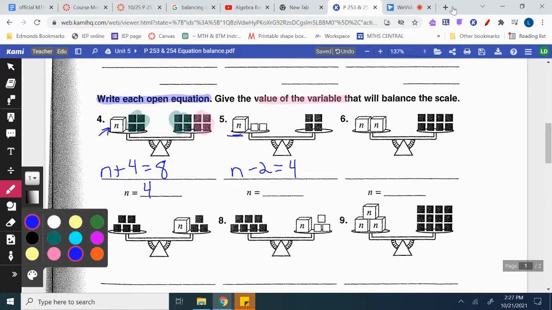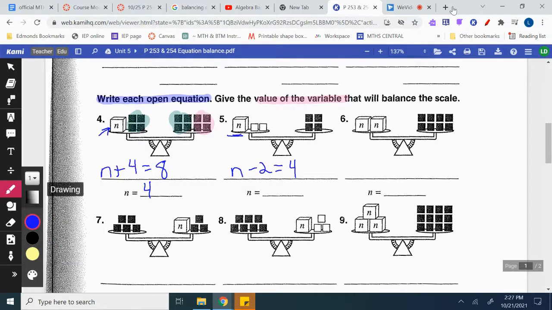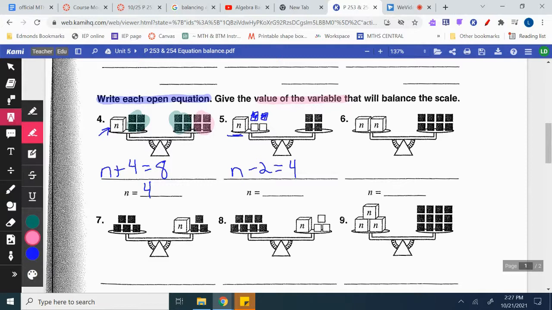So let's take a quick look at how we would do this. It's going to get a little bit tricky. So if I add 2 blocks to here, that's going to cancel this all out.